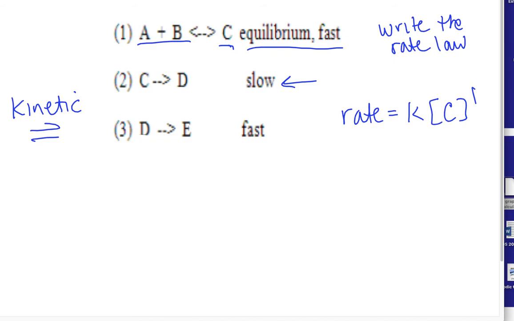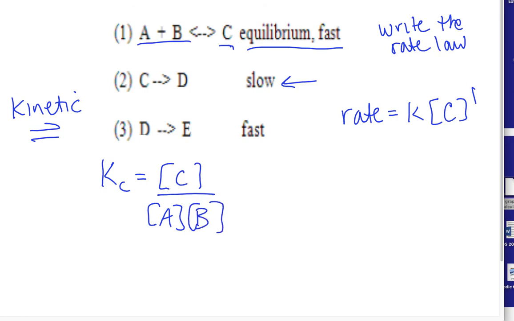So to do that, I'm going to go to that equilibrium step, and you can do it on the side. I'm going to write the K expression from the equilibrium step, which is products over reactants. So I'm going to have C concentration divided by A times B. All right? Now remember, what's our culprit? Who's the thing we want to replace? C. I want to get rid of that.